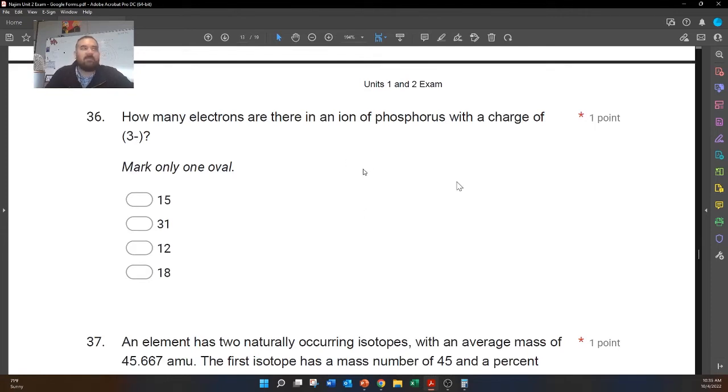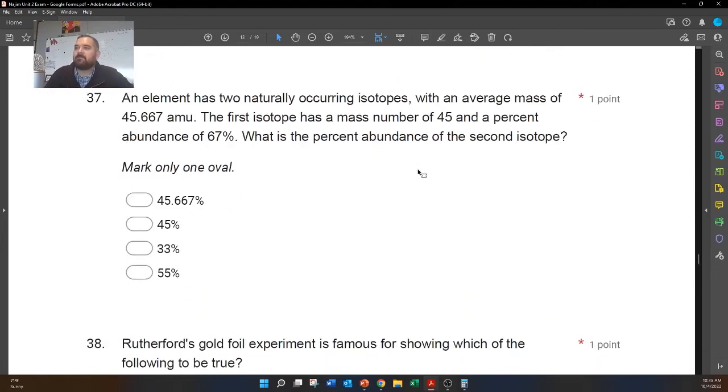So we're going to look at phosphorus on the periodic table. Phosphorus is 15, which means if it were neutral, it would have 15 protons and 15 electrons. So if it's got a charge of -3, that means it's got 3 extra electrons, which means it's got 18 electrons. If it had a charge of +3, then you would subtract 3 electrons.